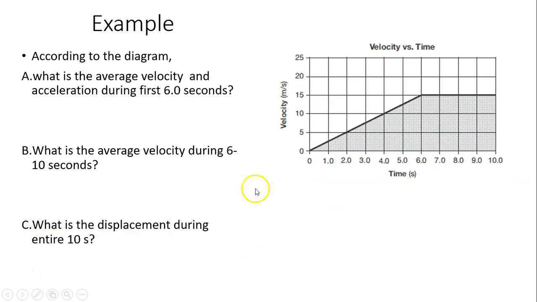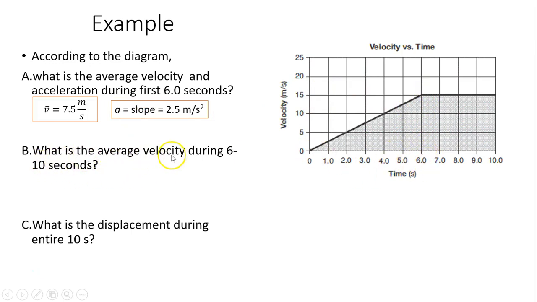Let's take a look at this example. According to the diagram, what is the average velocity and acceleration during 6 seconds? The first 6 seconds, average velocity is between 0 and 15, should be 7.5, right over here, right? 7.5. What is the acceleration? Acceleration is the slope in a velocity versus time graph. So average velocity 7.5, slope is 15, rise over run. 15 divided by 6 gives you 2.5.